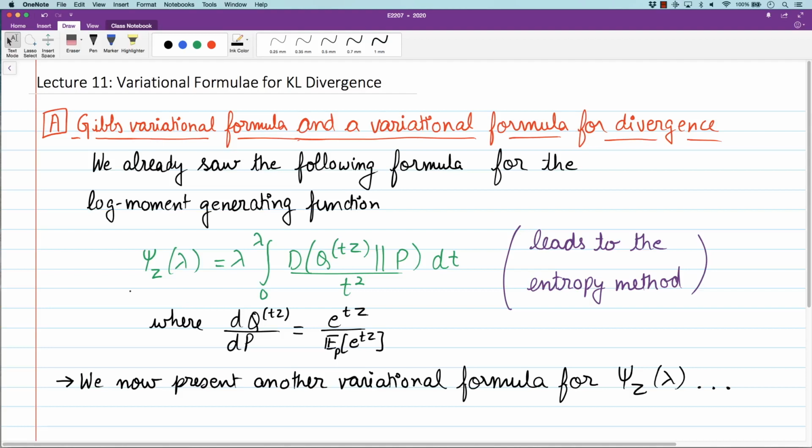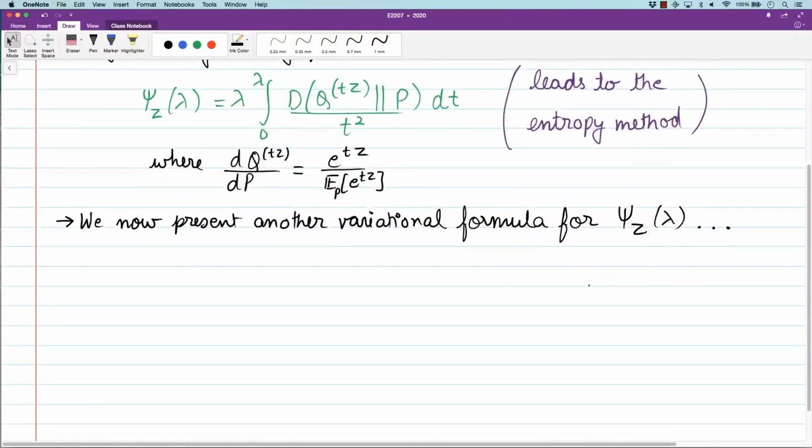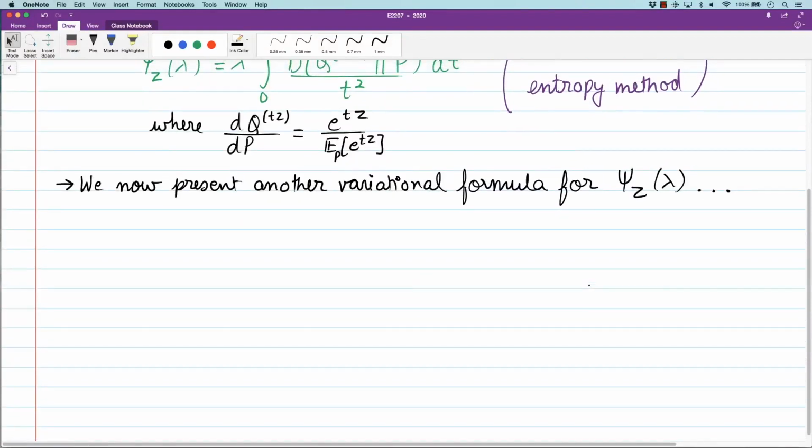And in this lecture, we will present another variational formula for this log moment generating function. In fact, what we present in this lecture is perhaps about 100 or 200 years older than this formula. So let me present that formula. We will show that the log moment generating function for a zero mean random variable, for simplicity, at lambda.